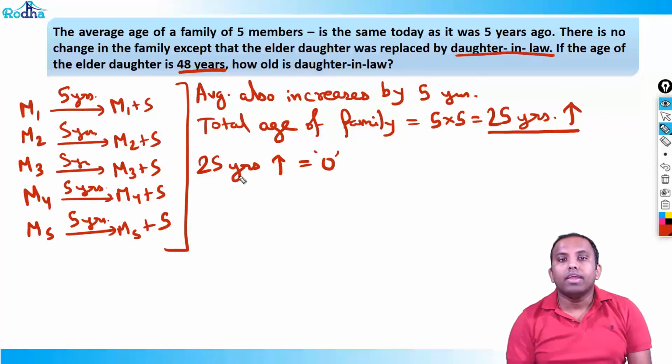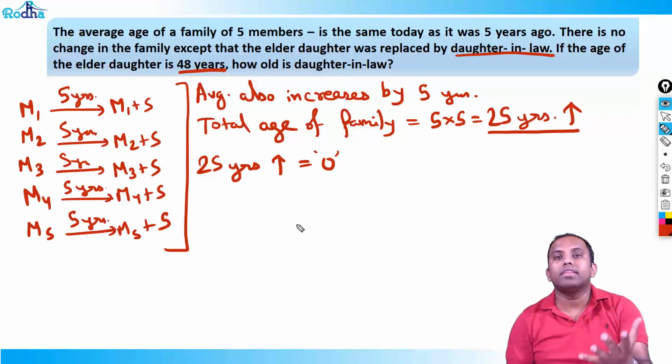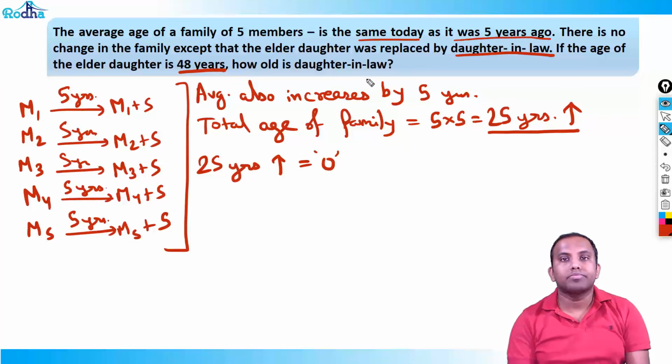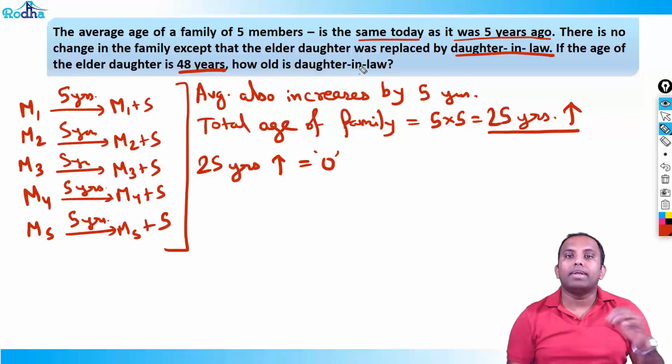Okay, so her age was 48 years, and what is the age of the daughter-in-law? Obviously the daughter-in-law is younger than the elder daughter, because when the daughter-in-law came into the family, that 25 years increase in age became 0, since the average age of the family of 5 members is the same today as it was 5 years ago. So in 5 years it should increase by 25 years, but it has become 0.